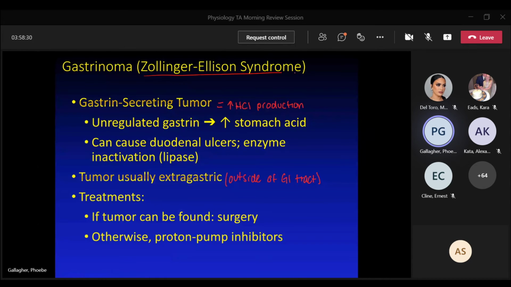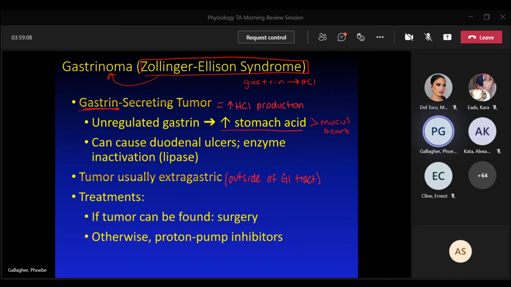So Zollinger-Ellison syndrome is a syndrome he wants you to know. It's going to lead to a gastrinoma, which is a tumor cell somewhere in your body. It doesn't necessarily need to be in your stomach, but it's going to secrete gastrin. Remember, gastrin is going to upregulate your HCl secretion, and that's going to increase stomach acid such that your stomach acid is greater than your mucus and bicarb production. And that's going to overwhelm your stomach and cause ulcers and stomach lining erosion and that sort of thing.